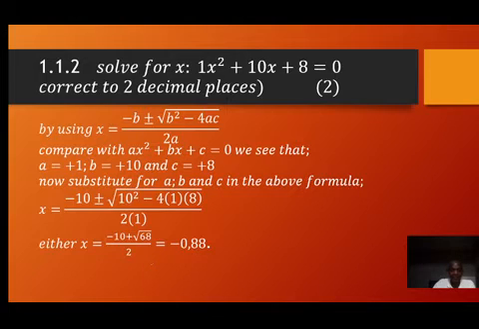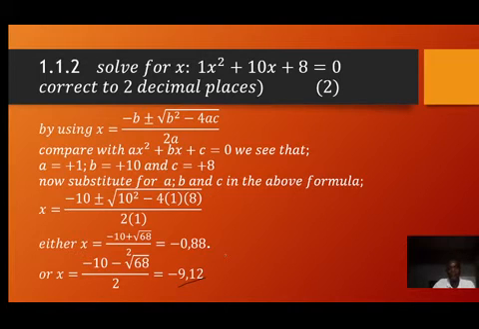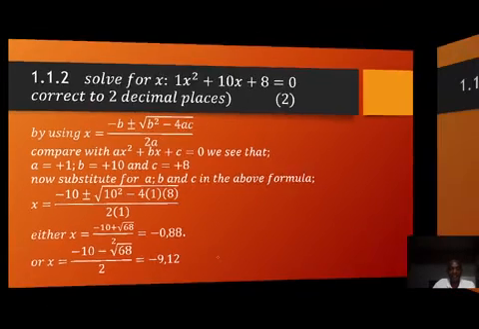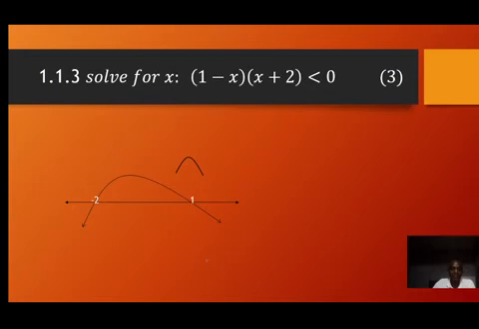Now if you take the minus sign, you're going to get x equals minus 10 minus root 68 over 2, which gives us negative 9.12. I hope we are together. Let us proceed. Then this was an inequality.